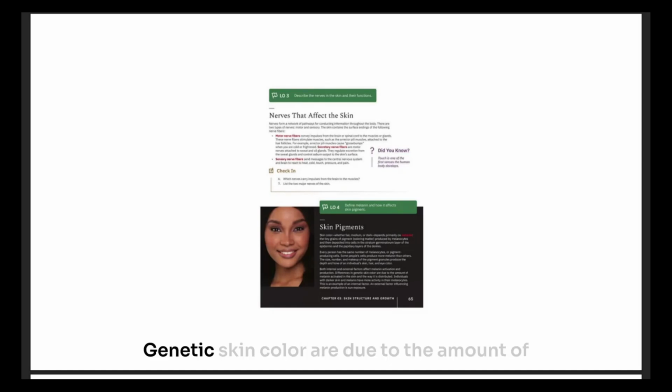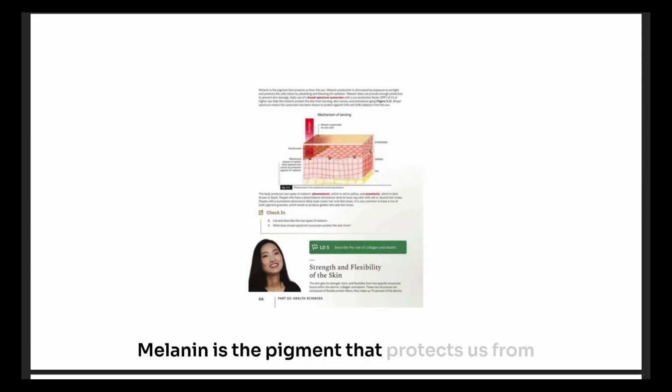Differences in genetic skin color are due to the amount of melanin activated in the skin and the way it is distributed. Individuals with darker skin and melanin have more activity in their melanocytes. This is an example of an internal factor. An external factor influencing melanin production is sun exposure. Melanin is the pigment that protects us from the sun.